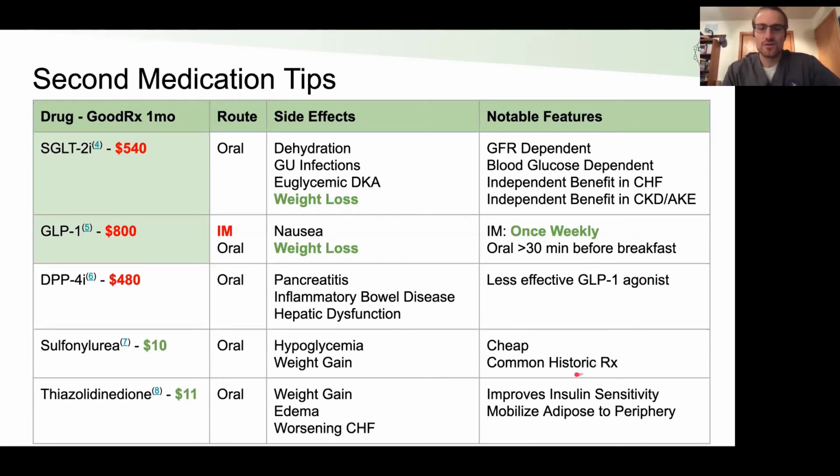This sulfonylurea, it's a common historic treatment prescription. And so folks will be on it. And you can ask the question, should they still be on it? And if they're at risk of hypoglycemia, then you should probably take them off it, especially if they're an older patient who's gone on it for many, many years.